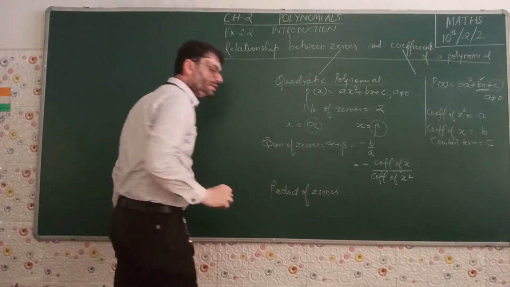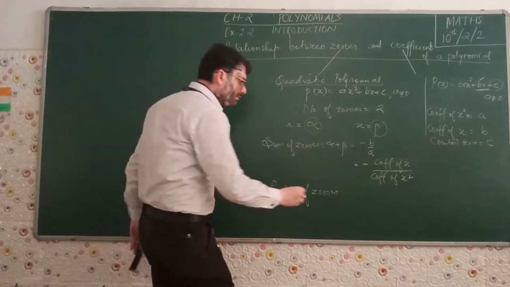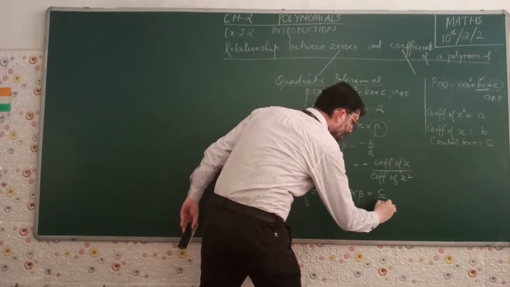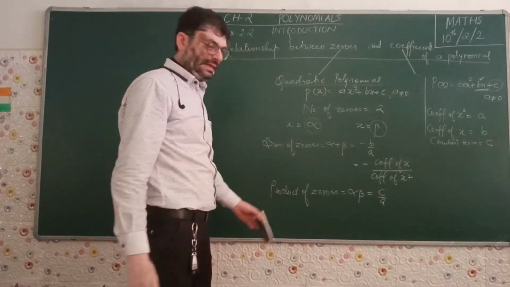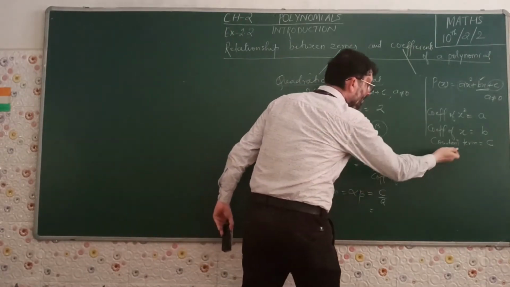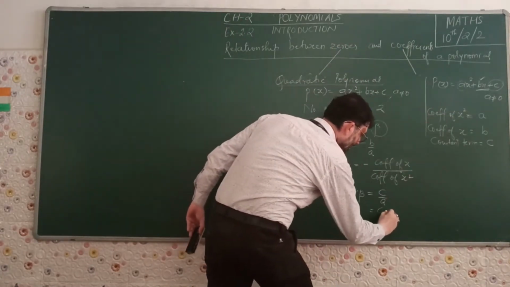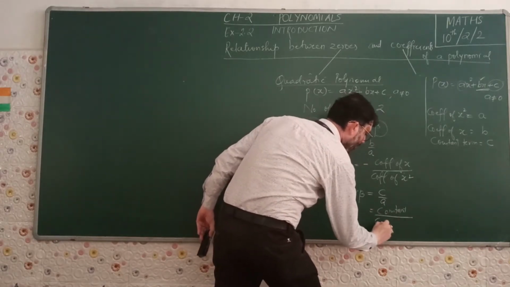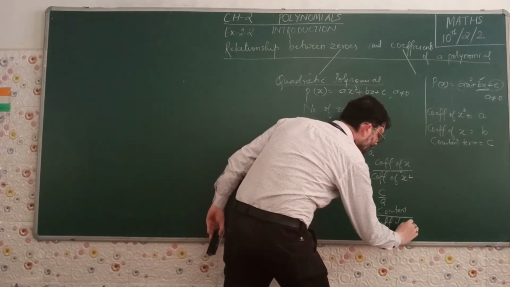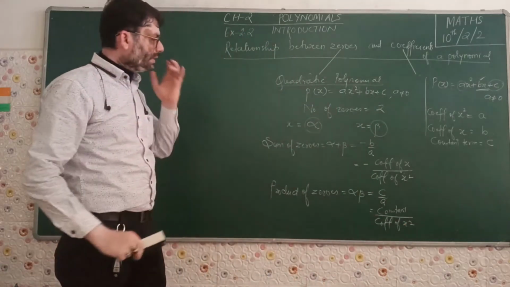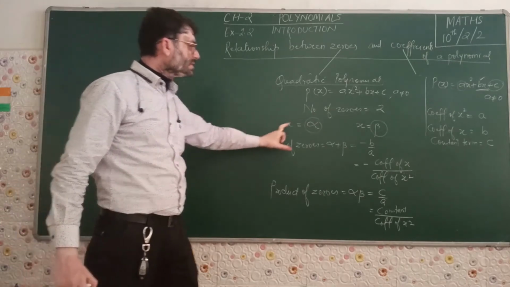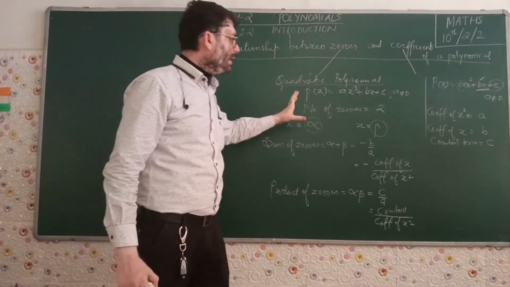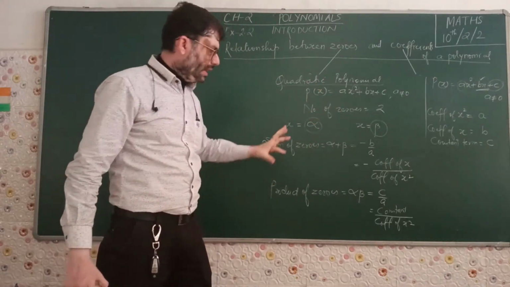Product of zeros means alpha into beta, and this is given by c upon a. And what is c? C is the constant term that we have got from the polynomial. So this is equal to the constant term, or constant by coefficient of x squared. These are the two important relationships between the zeros of the polynomial and the coefficients of the polynomial for a quadratic polynomial. How will we do this?